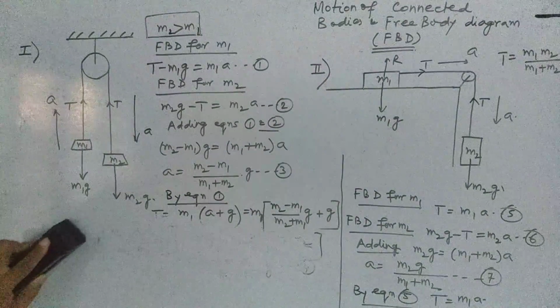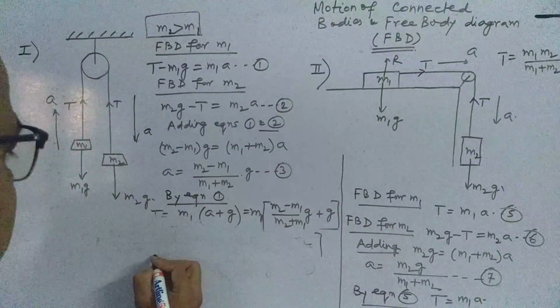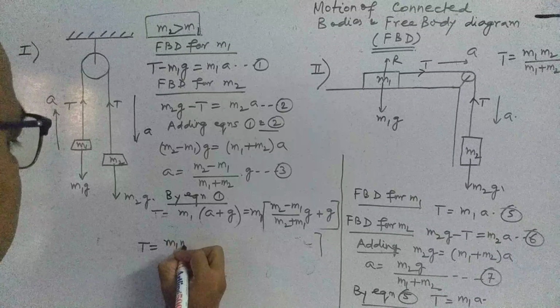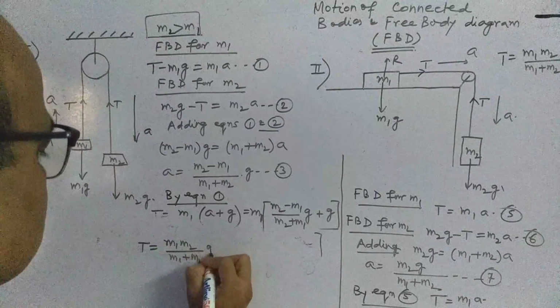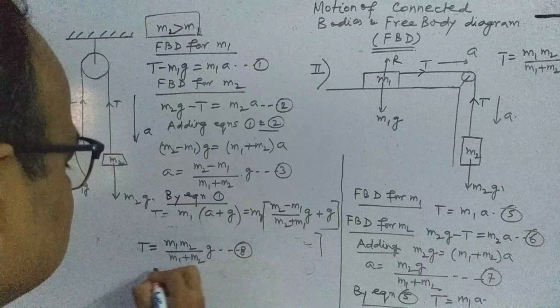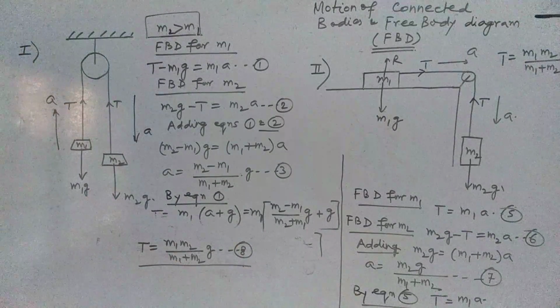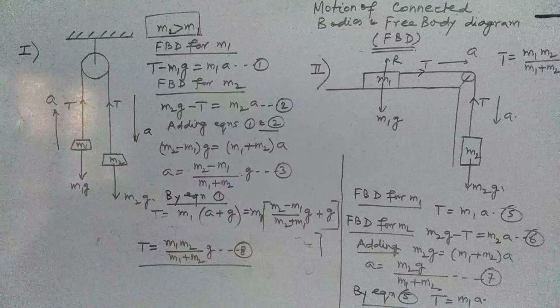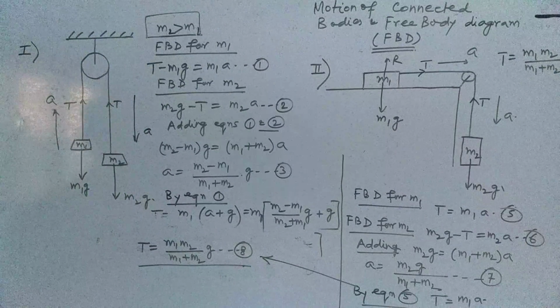I can write it here. Look, better I write it here. Equation number 8 for your convenience: T is equal to M1 M2 by (M1 plus M2) into G. It is equation number 8. Please see this, because the last line is not very clear. That's why I have written it here. After equation 5, the equation has come here.